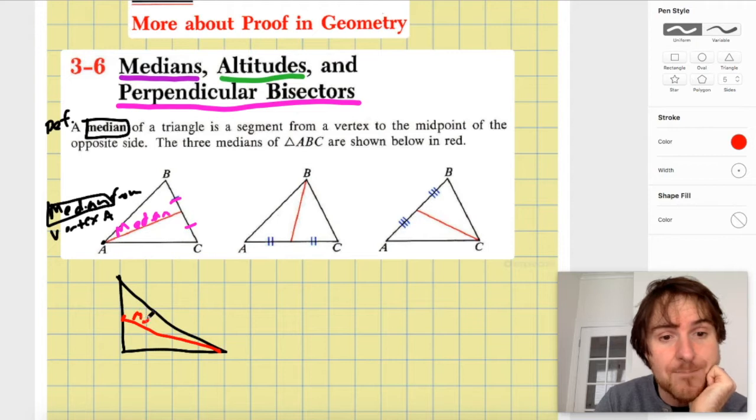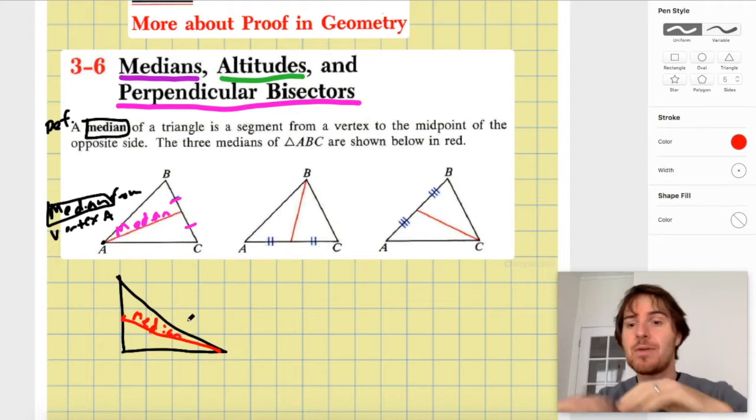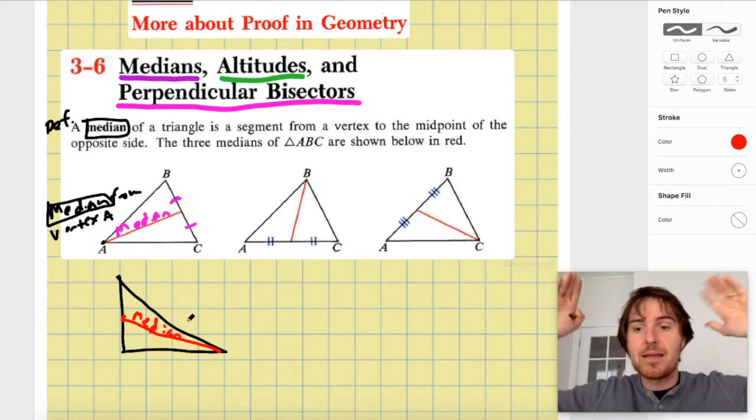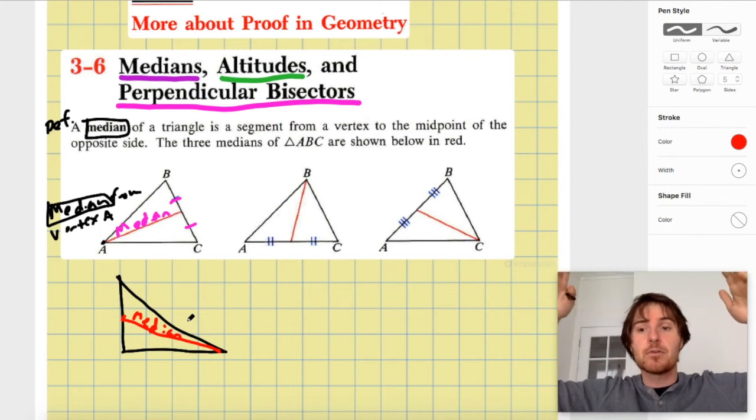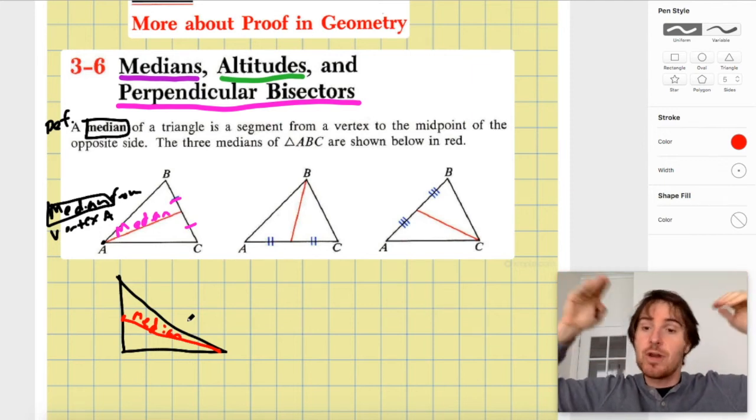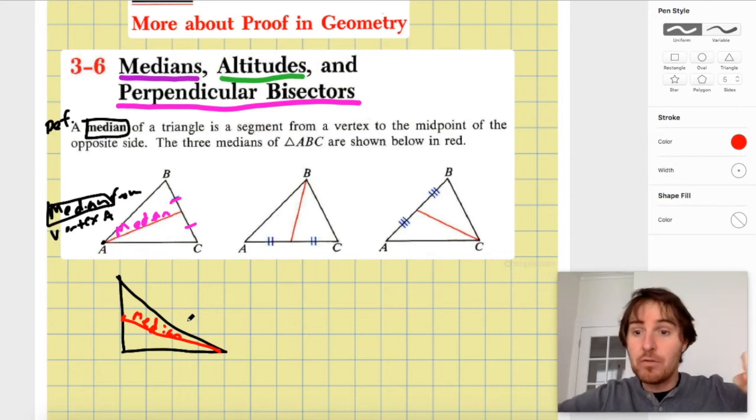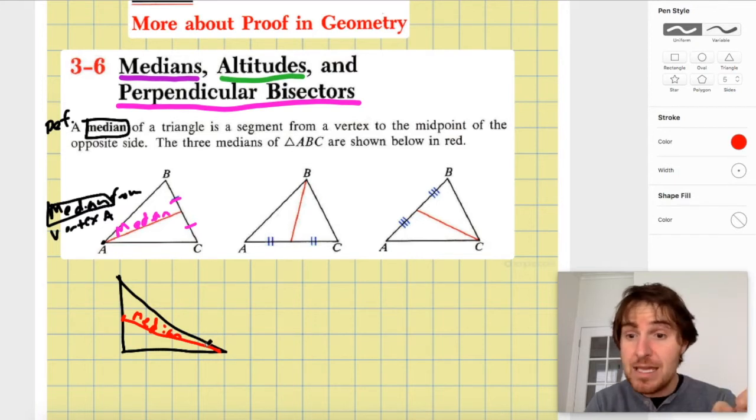Here's our median, okay? Median, right? Middle, median, right? Think about data, right? If you have a data set, you can have a median value. That's the middle value, right? A median goes from midpoint to vertex. That's your first feature that you're going to learn today. And each triangle has three medians, right?